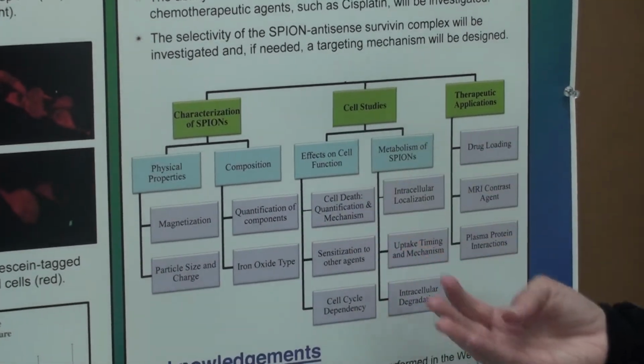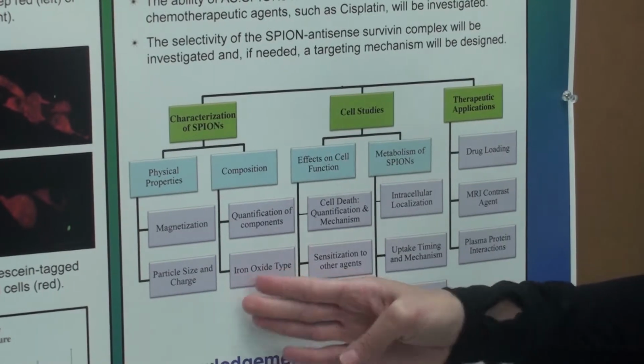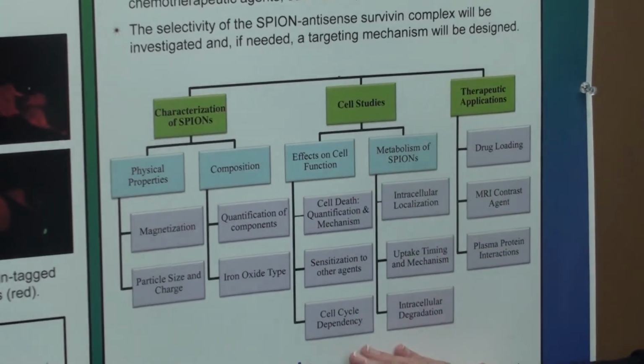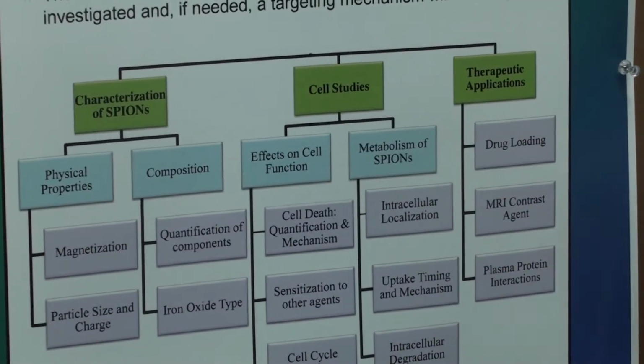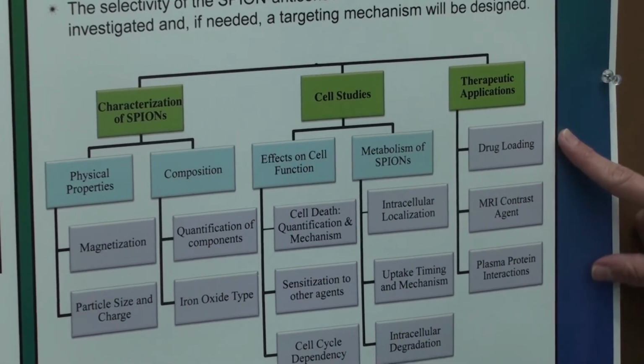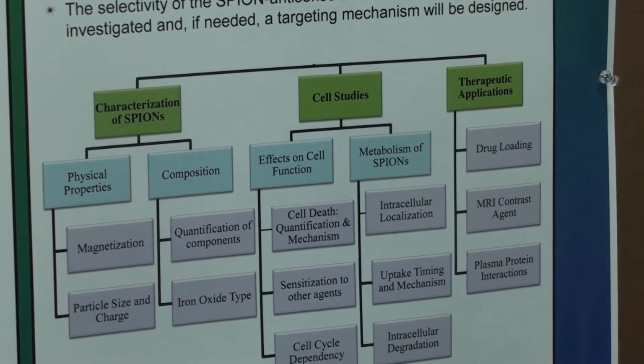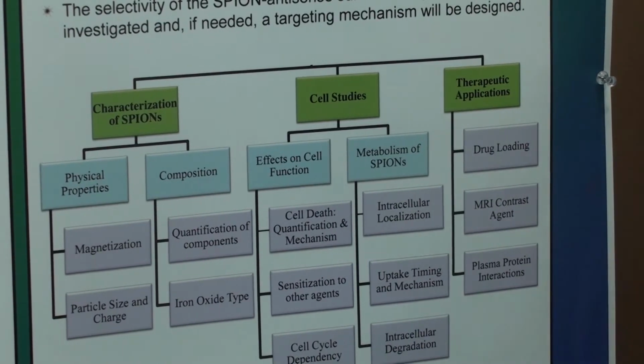Right now we've focused primarily on this characterization aspect, we've worked a little bit on the composition, and we've started looking at the effects on cell function. And then hopefully, ultimately, we could start working on MRI contrast agent, looking at their drug loading abilities, their plasma protein interactions, and their biodistribution, probably in mice actually in the next couple of months.